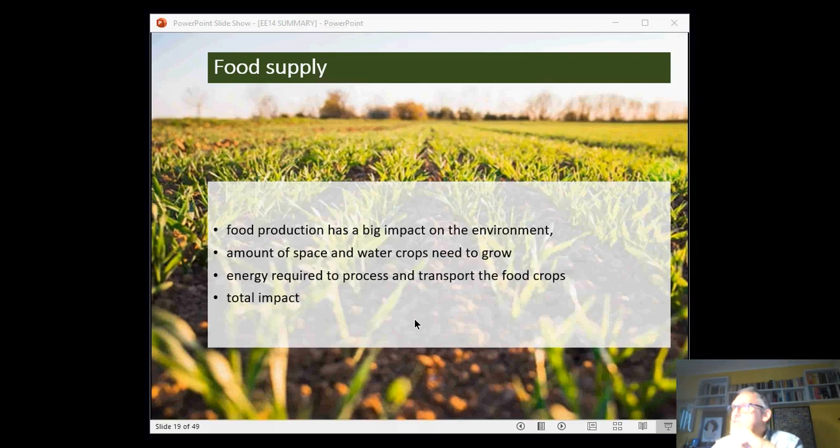Simply thinking about fruit, for example, some fruit is almost all water, and so the idea of wasting that in a context in which water is becoming an increasingly scarce resource, it's important that we get this under control.